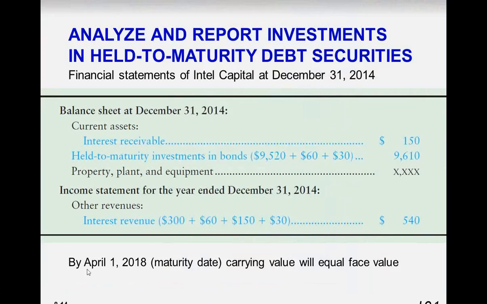What we're learning with this chapter is that by the end of the bond's 4 years, the maturity date, the carrying value will equal face value, because this $90 was 9 months so far of interest. So we'd have another $30 when we got back to April 1st, and so we'd be up to $96.40. And then we would keep increasing that by $60 every 6 months. By the end of 4 years, we're up to the $10,000.